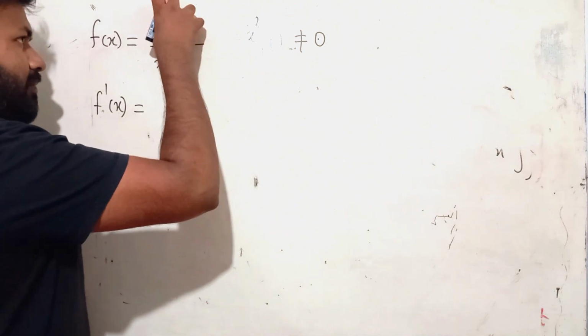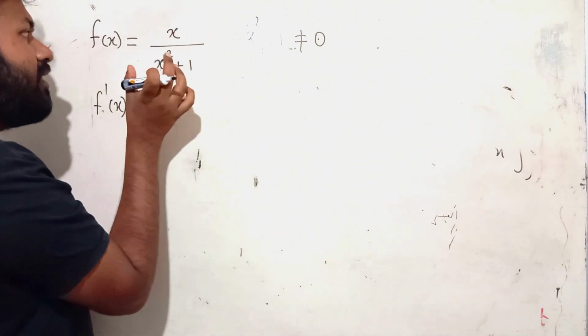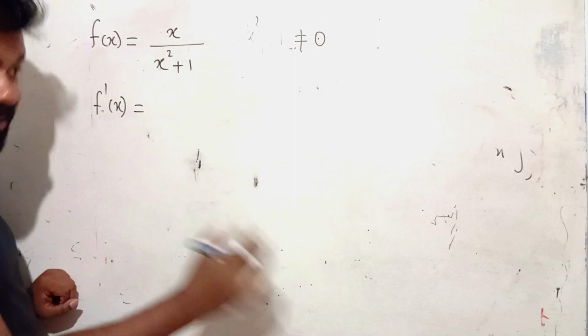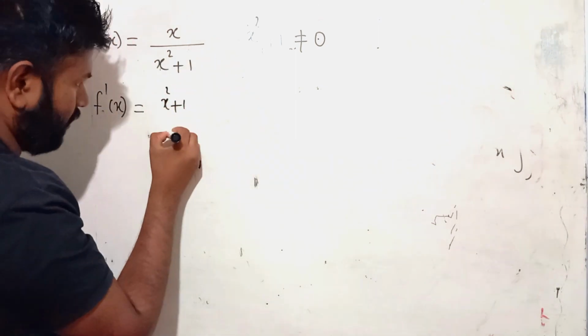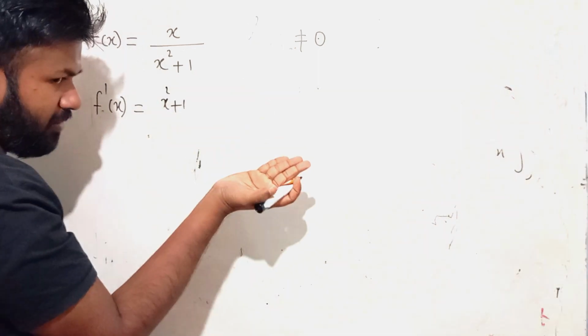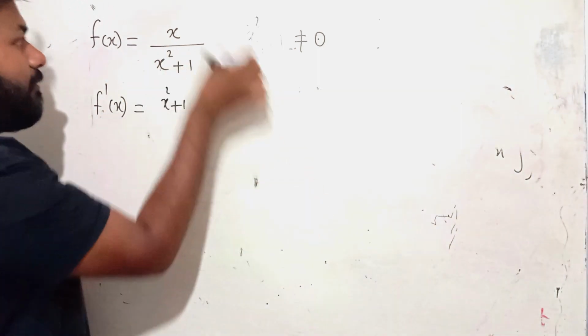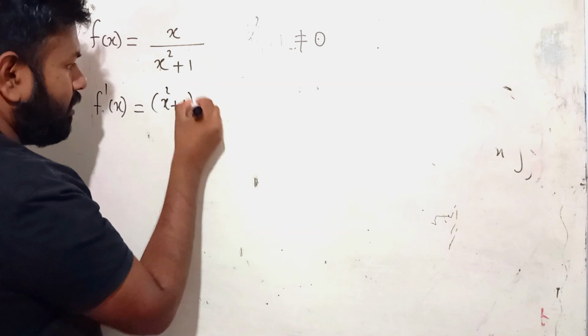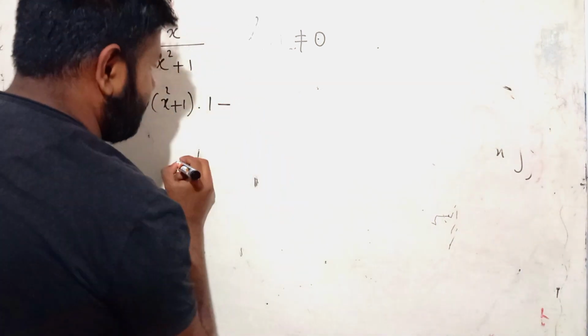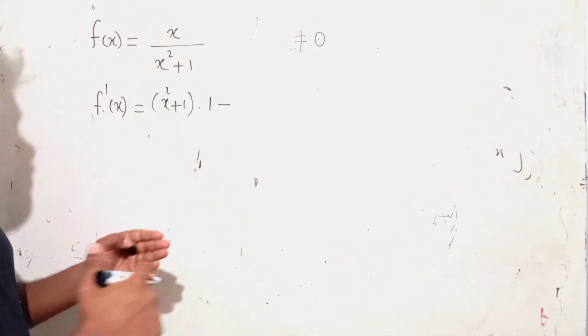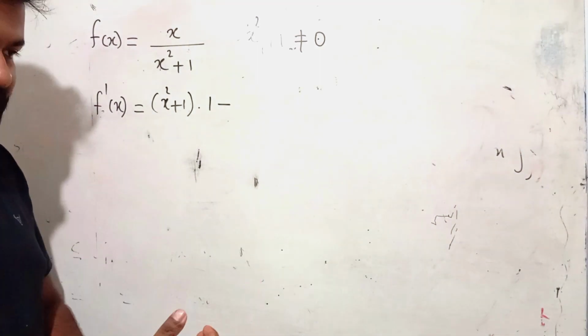There's a function here in the numerator and there's another function here in the denominator. So you have to start off with the denominator. First of all, you have to write x squared plus 1, which is in the denominator, into the differentiation of x. The differentiation of x is equal to 1, minus.